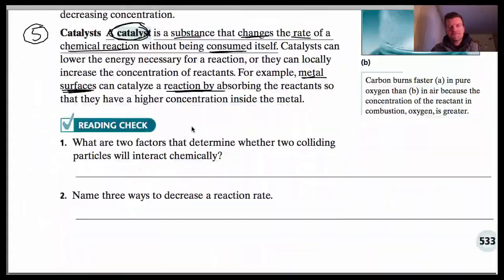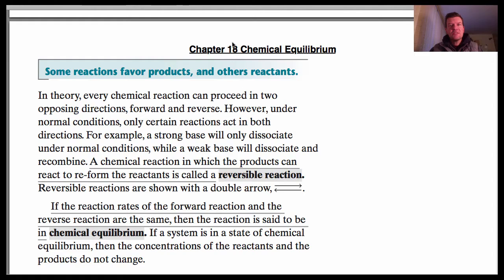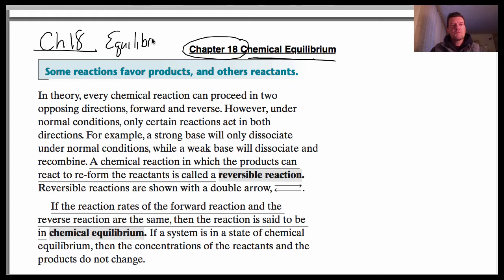Now, chapter 18, we're going to come back and talk about chemical equilibrium. And we're going to go in a little more depth in chemical equilibrium. So the first thing I want you to put down, chapter 18 here, and we're going to talk about equilibrium. First thing you need to know, some reactions favor products and others favor reactants.